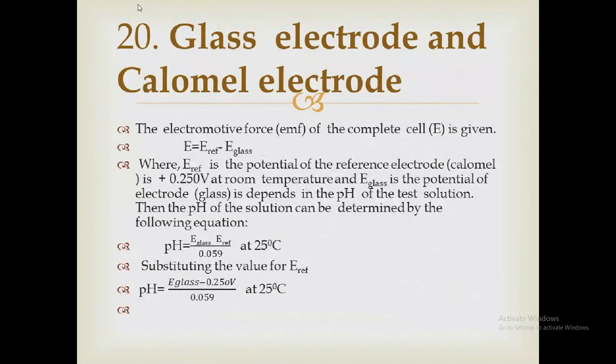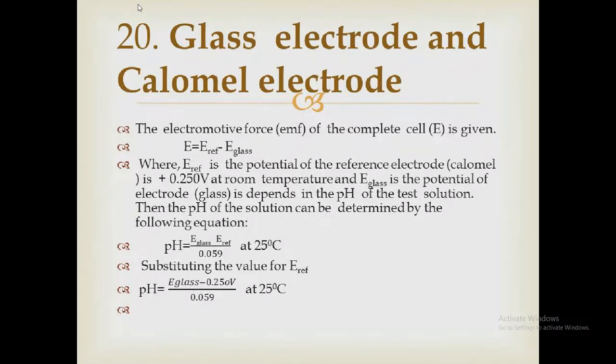The electromotive force of the complete cell is given by E is equal to E reference minus E glass, where E reference is the potential of the reference electrode, that is the calomel electrode, which is about 0.250 volt at room temperature, and E glass is the potential of the glass electrode, and it depends on the pH of the test solution, because this glass contains HCl and there H is there. If there is any change in the H plus ion in the aqueous solution, then it will ultimately affect the E glass, and the equation will change. Then the pH of the solution can be determined by the following equation: pH is equal to E glass minus E reference divided by 0.059 at 25 degrees Celsius.